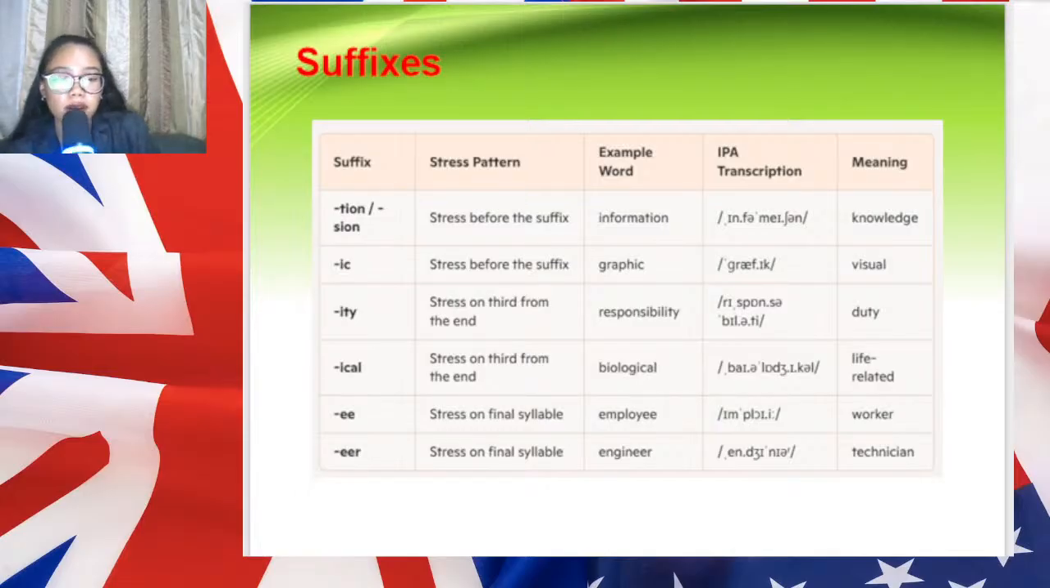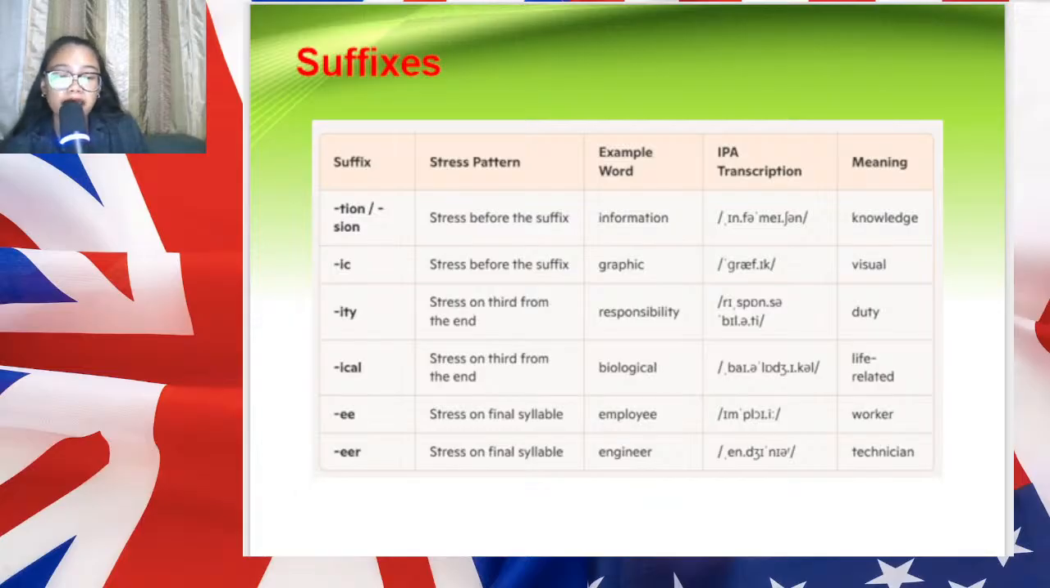So let's start here with the word medical. I'm going to say it again. Listen to how it sounds. Medical. Again, medical. So where do we hear the stress? On the first syllable, med. That's because of the suffix ikal.